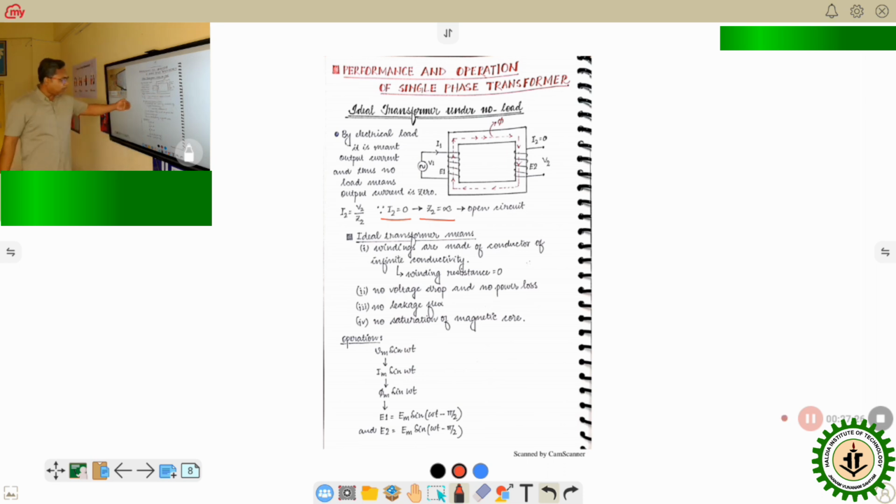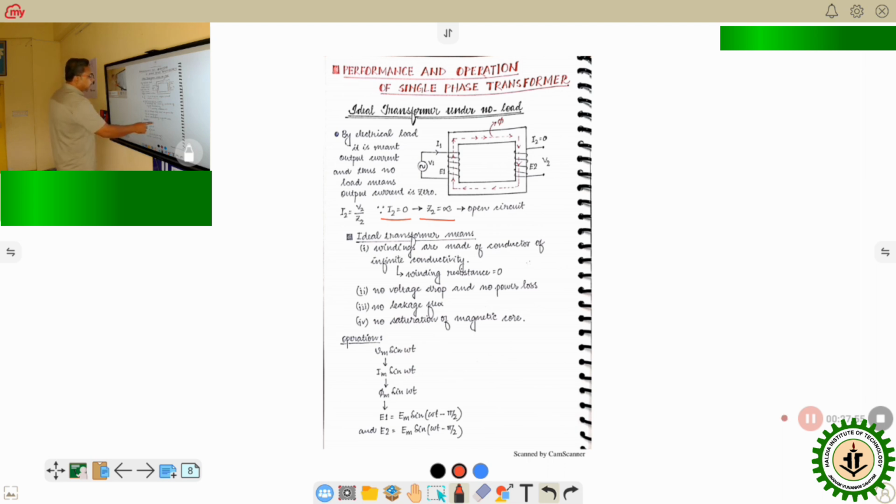So what will be the operation? An ideal transformer means windings are made up of copper of infinite conductivity. That means there is no winding resistance. No winding resistance means no voltage drop. So no voltage drop, no power loss, no leakage flux, and no saturation of magnetic core. As long as current will pass, flux will rise and B will increase. B means flux density. So it's very simple.